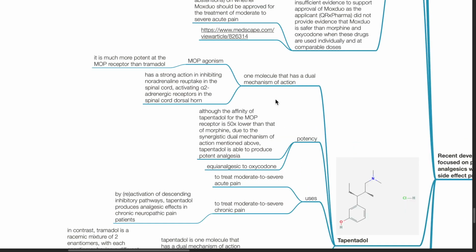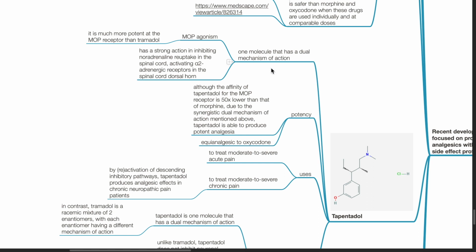Tapentadol. This is one molecule that has a dual mechanism of action. The first is MOP agonism. Tapentadol is more potent at the MOP receptor than tramadol. The second action is via inhibition of noradrenaline reuptake at the spinal cord, activating alpha-2 adrenergic receptors in the spinal cord dorsal horn.